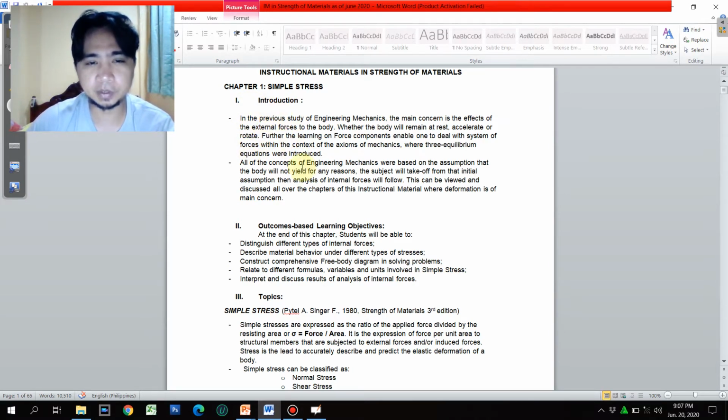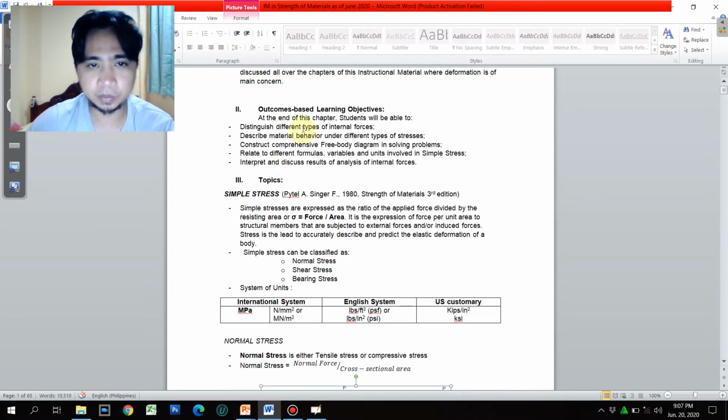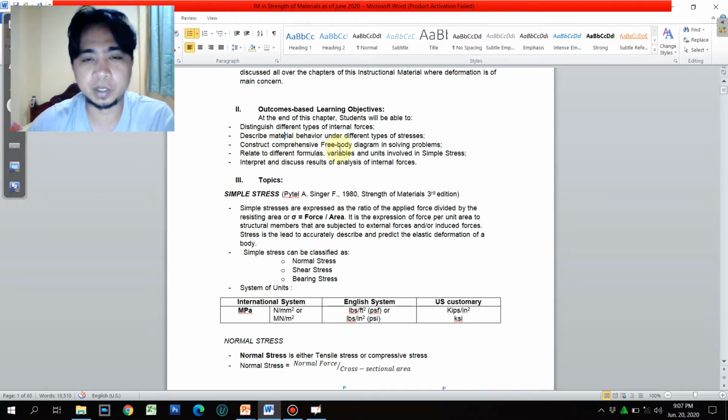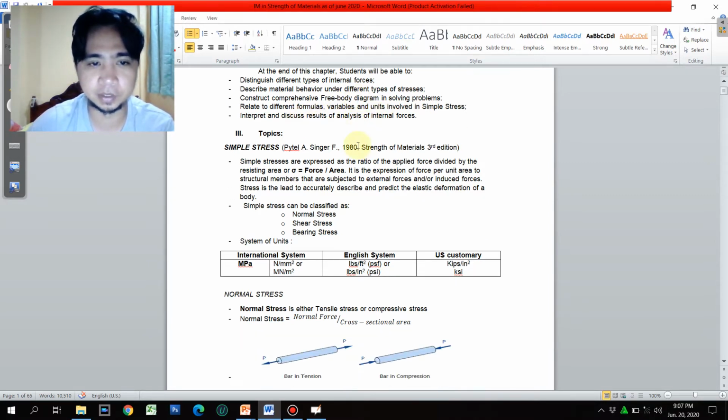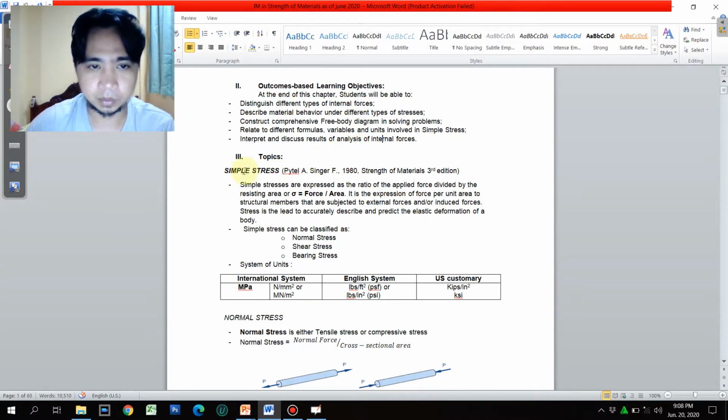So the simple stress we have to learn. It is expected that you will be able to distinguish different types of internal forces, describe material behavior under different types of stresses, construct comprehensive free body diagrams, as usual, as we have been doing since mechanics, relate to different formulas, variables, and units involved in simple stress. And of course, we should learn how to interpret and discuss results of analysis of internal forces. Okay, so this topic is taken from this reference, Pytel and Singer, 1980, Strength of Materials, 3rd edition.